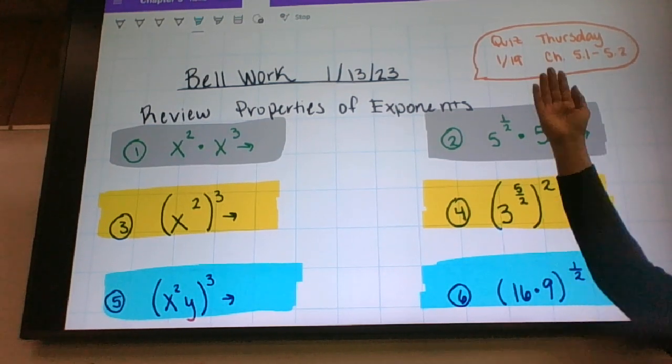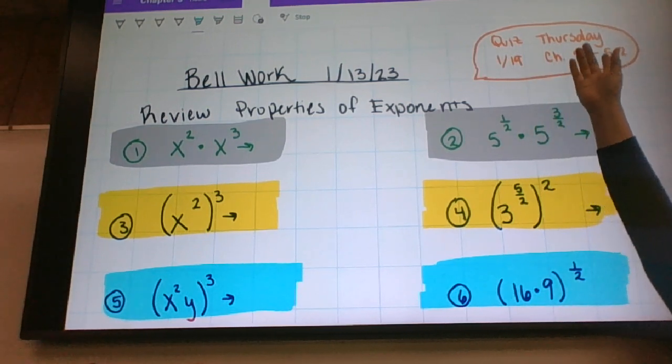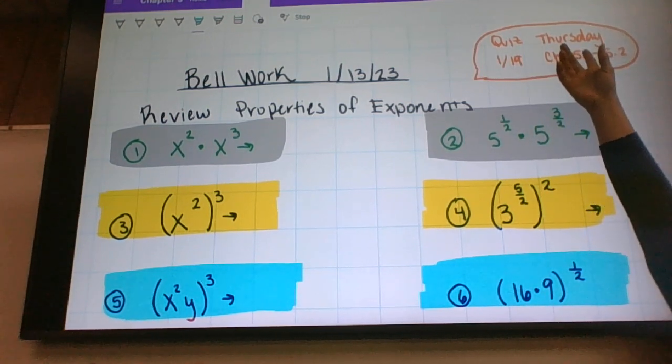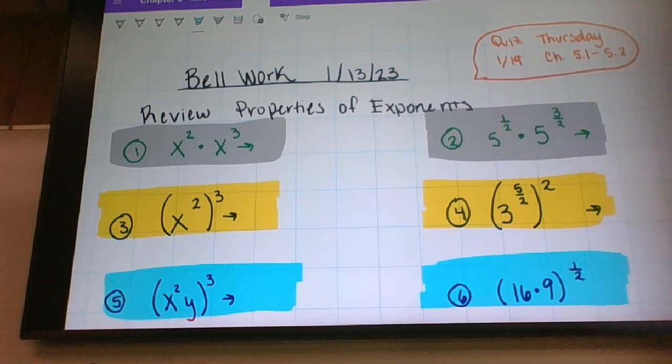I wanted to make sure that you have a week's warning that the first phase of the marking period will be Thursday of next week on two sections, 5.1 and 5.2. And we're just starting 5.2 today. So I just want to make sure you have a week's heads up. I know you guys like to know those dates.